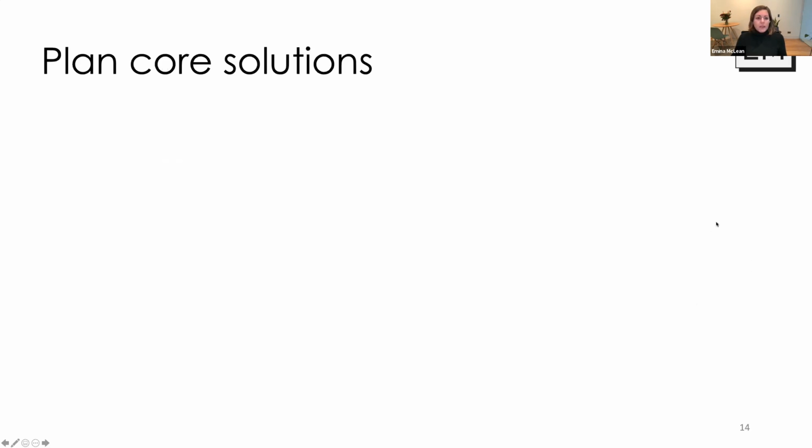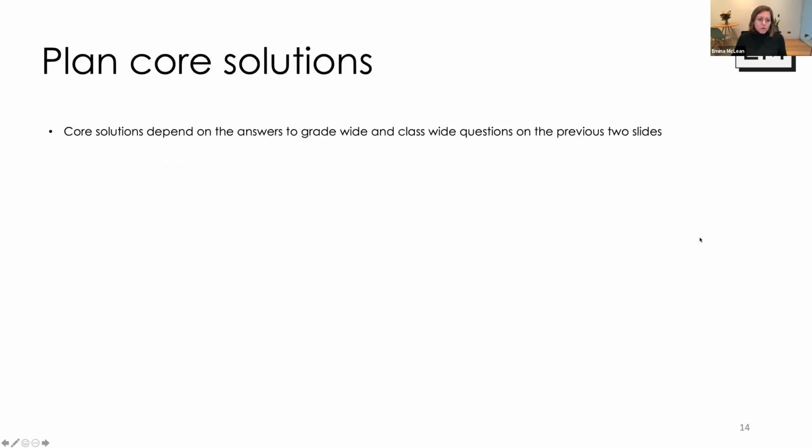Okay, so then we want to plan our solutions. Core solutions depend on the answers that we come up with to our grade-wide and class-wide questions on the previous two slides. So what are we going to do big picture? Class-wide and grade-wide problems will suggest that more frequent monitoring is required. So what are we going to do between benchmarks to check whether or not what we're doing is having an effect?